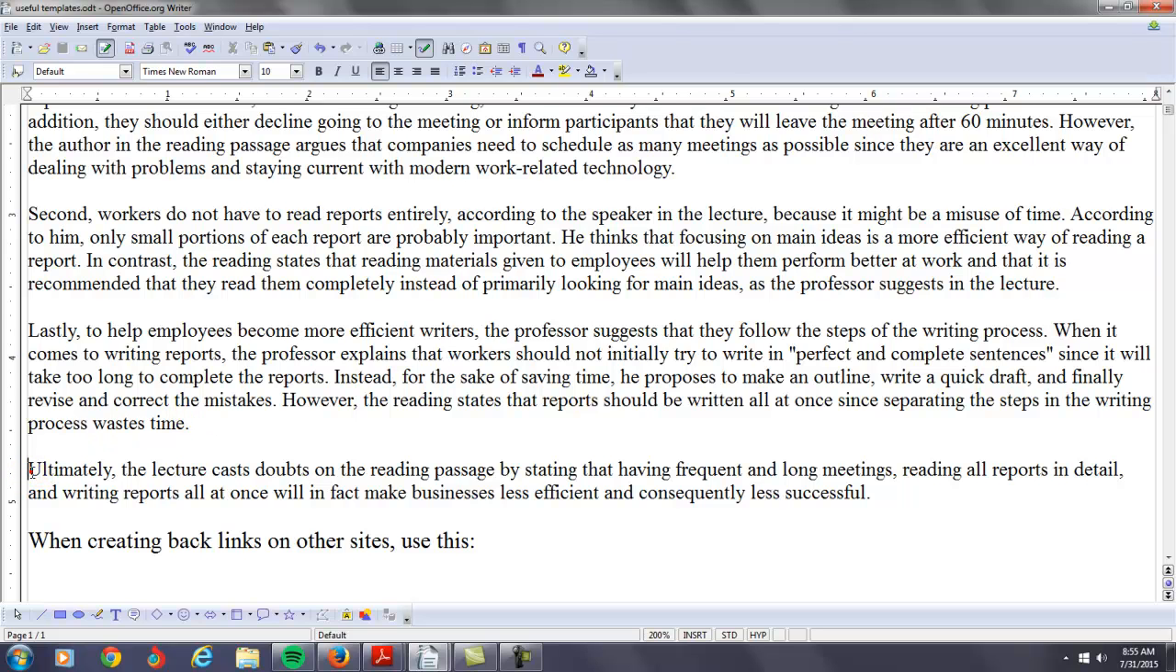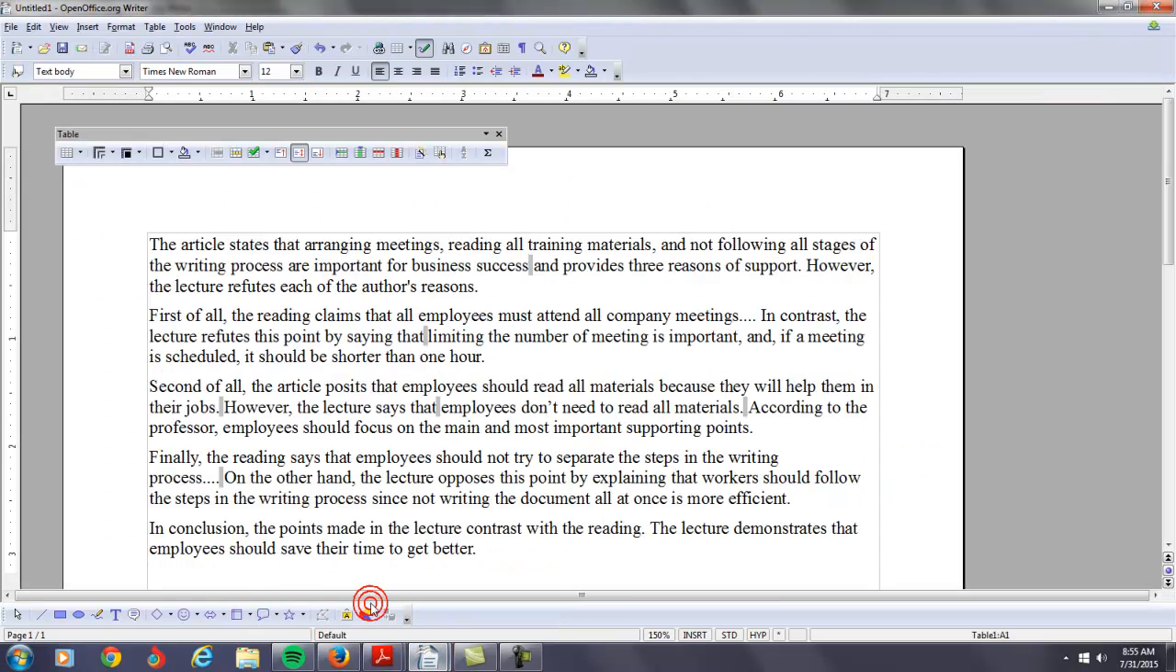Ultimately, the lecture casts doubt on the reading passage by stating that having frequent and long meetings, reading all reports in detail, and writing reports all at once will in fact make businesses less efficient and consequently less successful. Right? So that's the example essay.